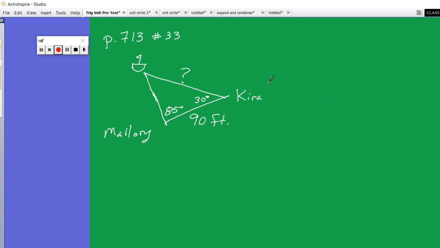Page 713, number 33. It's a great ship on my triangle, huh? Little boat with a mast and a sail. Kira and Mallory are standing on opposite sides of a river. How far is Kira from the boat? Round to the nearest tenth if necessary. And it has the picture drawn. Better than my picture, but it works.